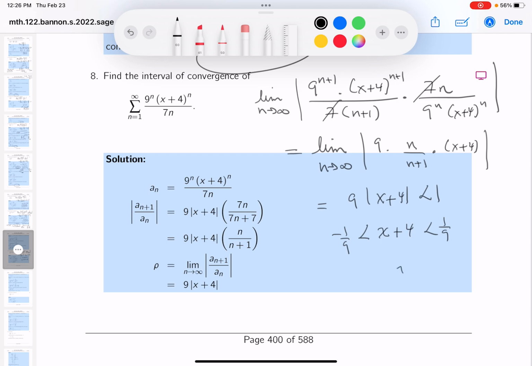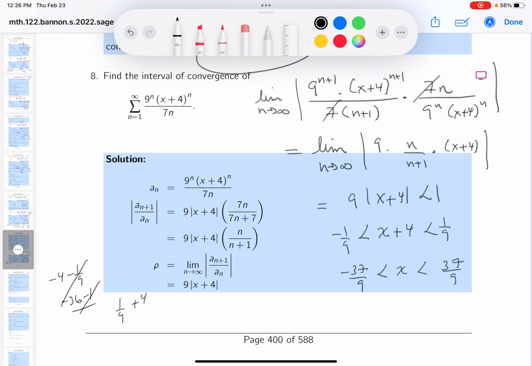So let's keep going. What do you get over here? Well, I'm going to try to subtract 4 from both sides. So it's minus 4 minus 1/9. That's minus 36, minus 1, minus 37 ninths. And then I'm going to do 1/9 plus 4. Well, 4 is 36 ninths, so it's going to be 37 ninths.